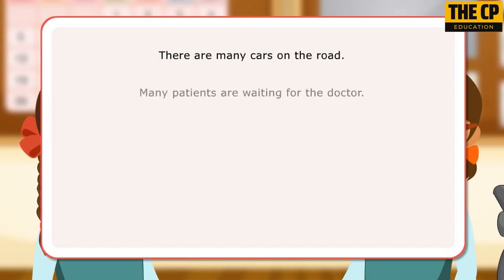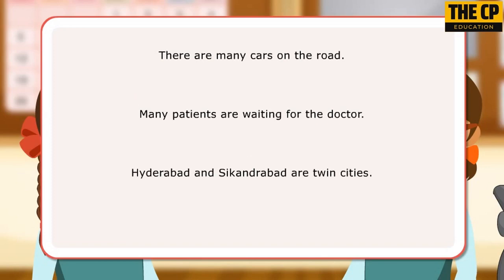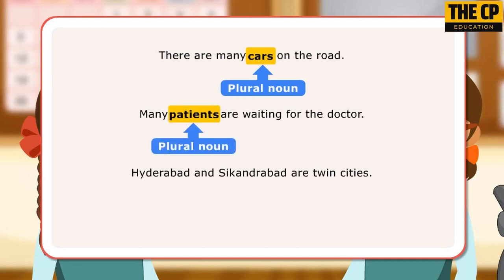Let us look at a few sentences. There are many cars on the road. Many patients are waiting for the doctor. Hyderabad and Sikandrabad are twin cities. In the first sentence, cars is a plural noun as they are more than one in number. In the next sentence, patients is a plural noun as they are more than one in number. In the third sentence, cities is a plural noun as they are more than one in number.